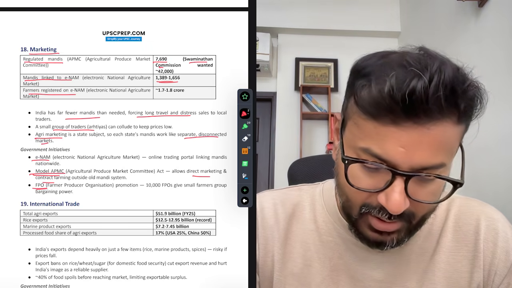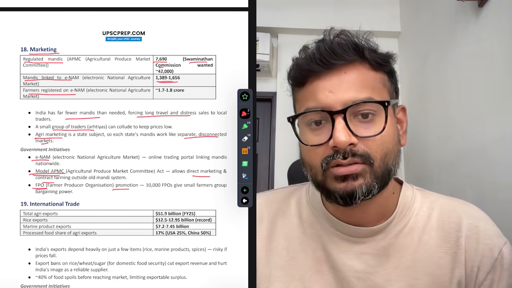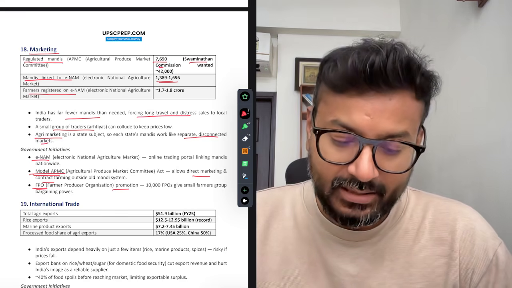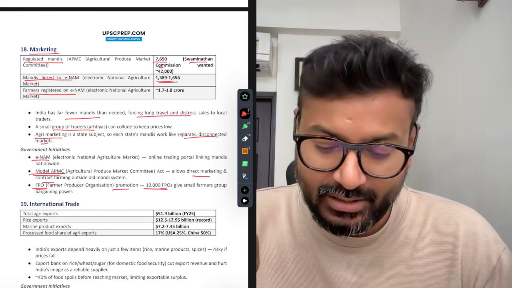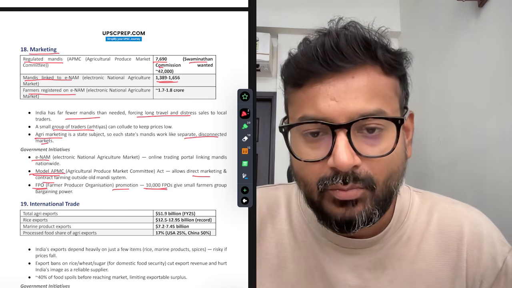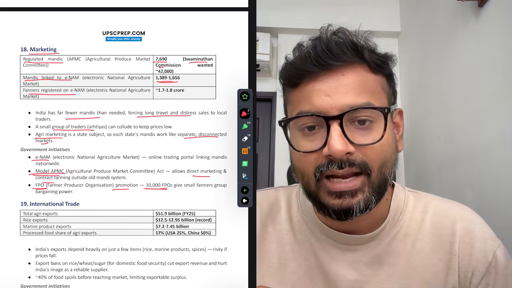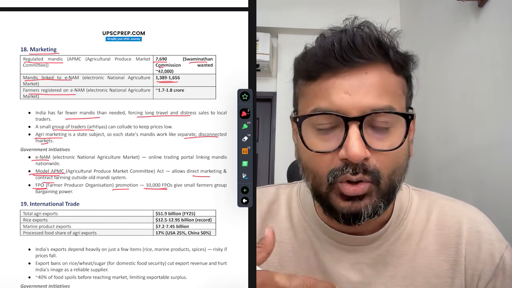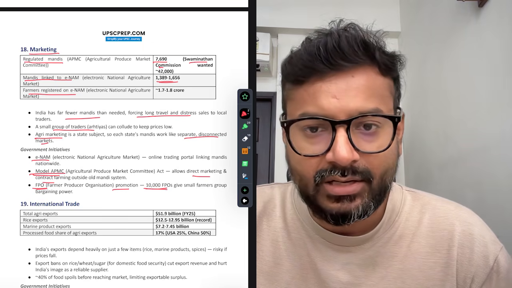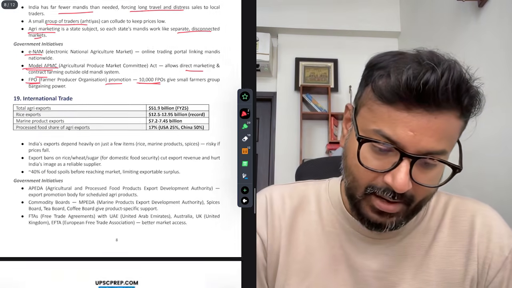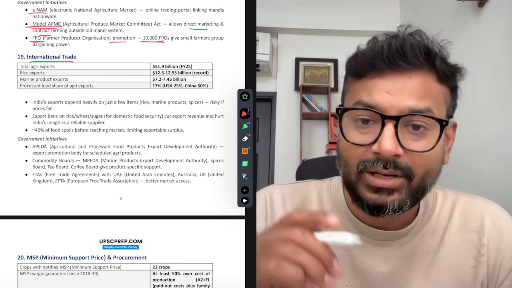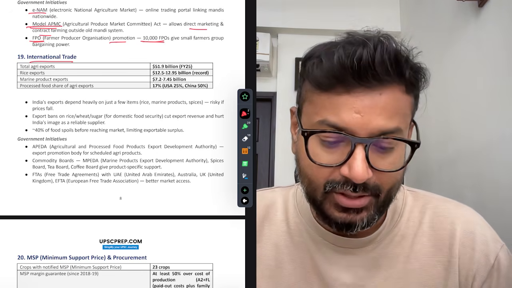There is also farmer producer organization promotion. The central government has targeted creating 10,000 FPOs so that small farmers can come together and have more bargaining power. They can pool in their resources and create economies of scale. Okay. Next, let's talk about the international trade of agriculture produce.